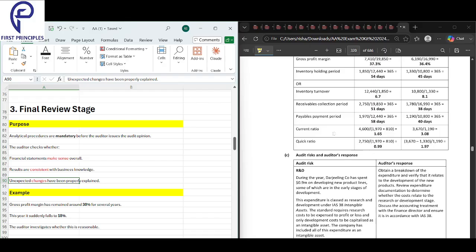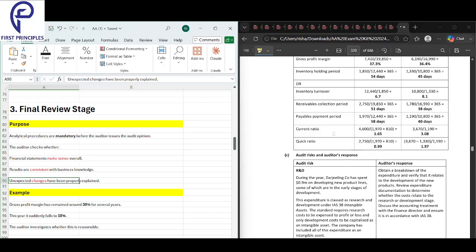What is payables payment period? Payables payment period is payables by purchases into 365. Receivables collection period is receivables by revenue into 365. Inventory turnover is COGS divided by your inventory balance. So these are the formulas.